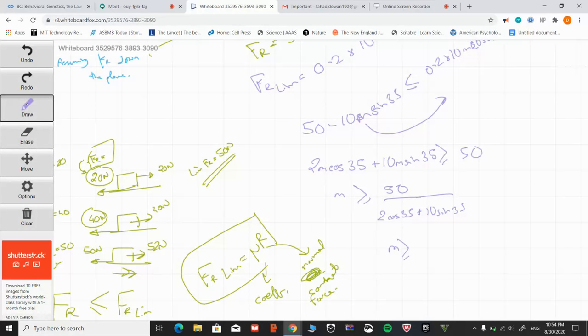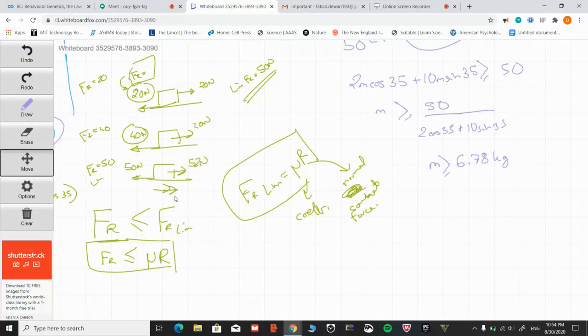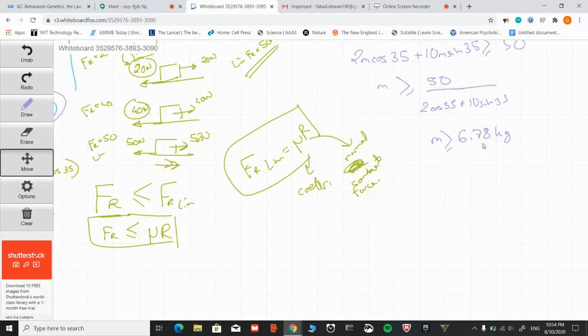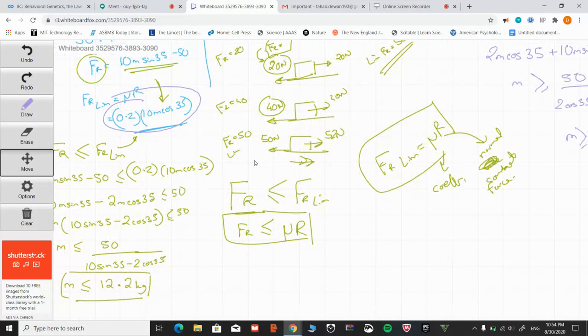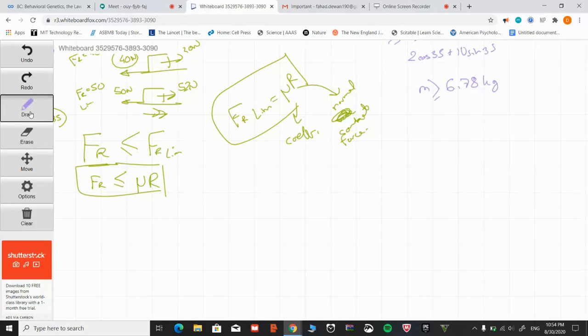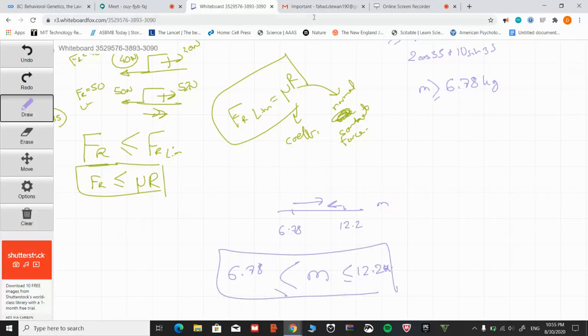Good. So now we have an interesting inequality. 6.78 kilograms. So if we summarize, m is greater than 6.78, but m is less than 12.2 kg. I can write this nicely: if this is your number line, it says more than 6.78 but less than 12.2. So this can be written mathematically as 6.78 to 12.2 kgs. So this is how you figure it out.